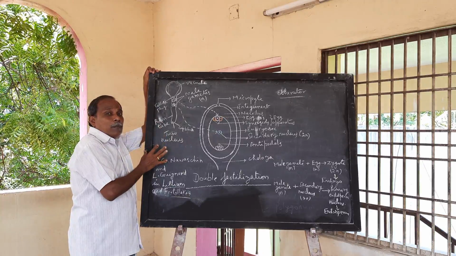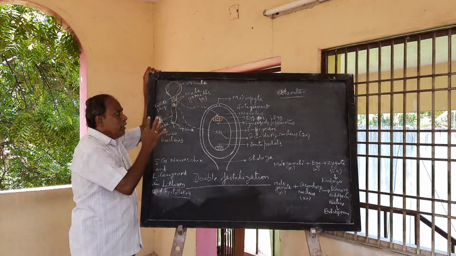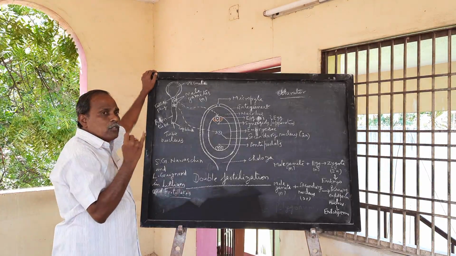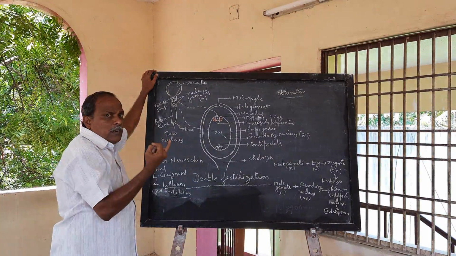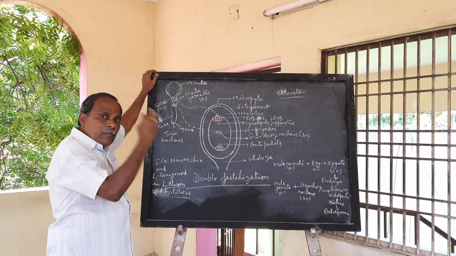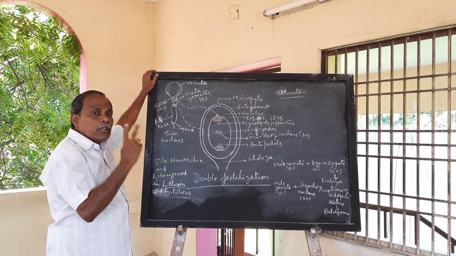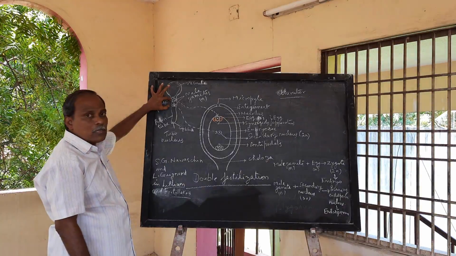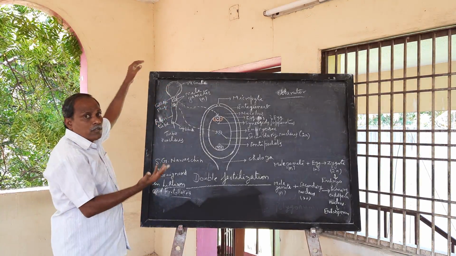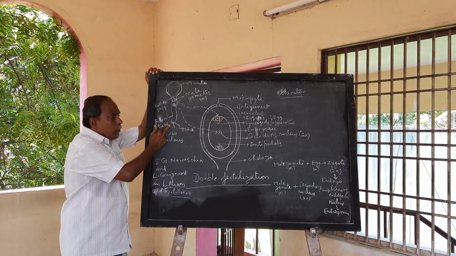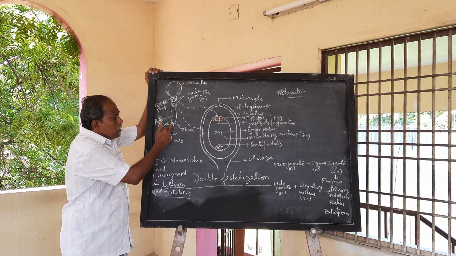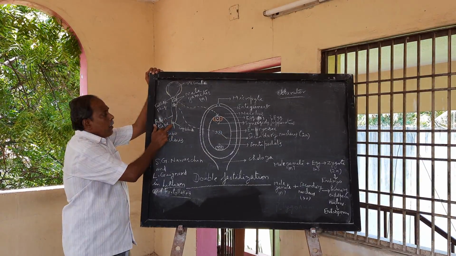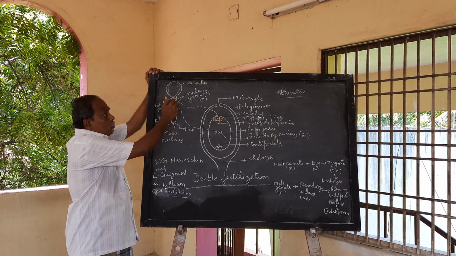Development of the male gametophyte, or pollen germination. See, the pollen has a single nucleus. This nucleus divides into two cells, the vegetative cell and the generative cell. The vegetative cell remains there, whereas the generative cell divides into two male gametes. Sometimes the vegetative cell gives rise to the tube cell, which will give rise to the pollen tube. The growth of the pollen tube is controlled by the tube nucleus. Then the generative cell divides into two male gametes.